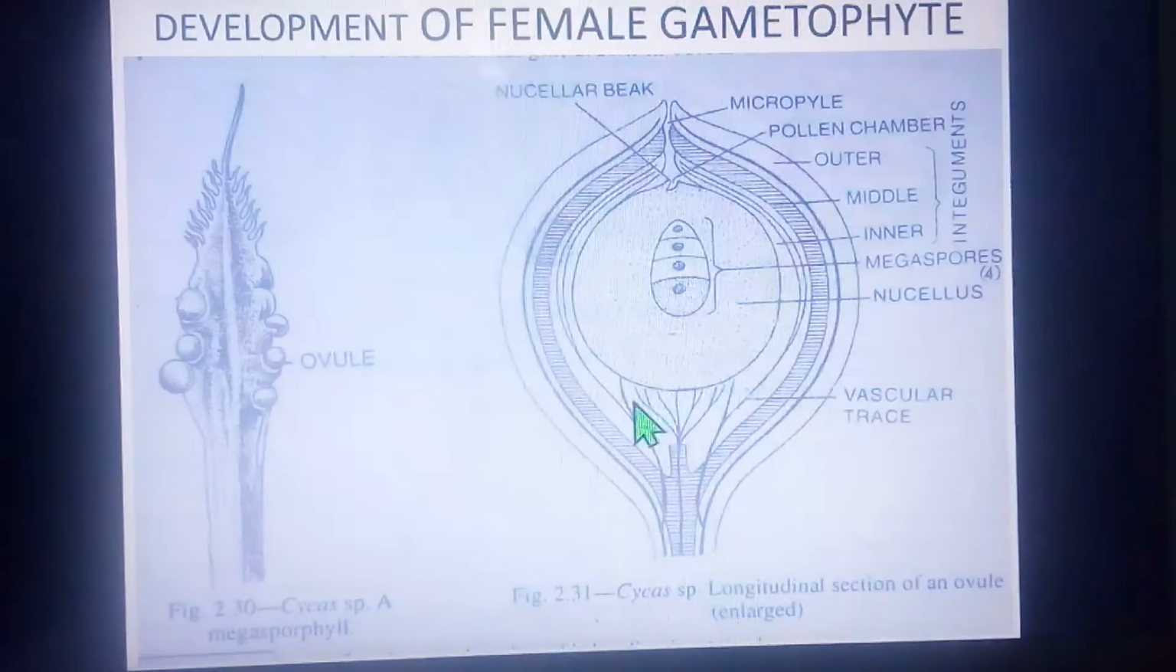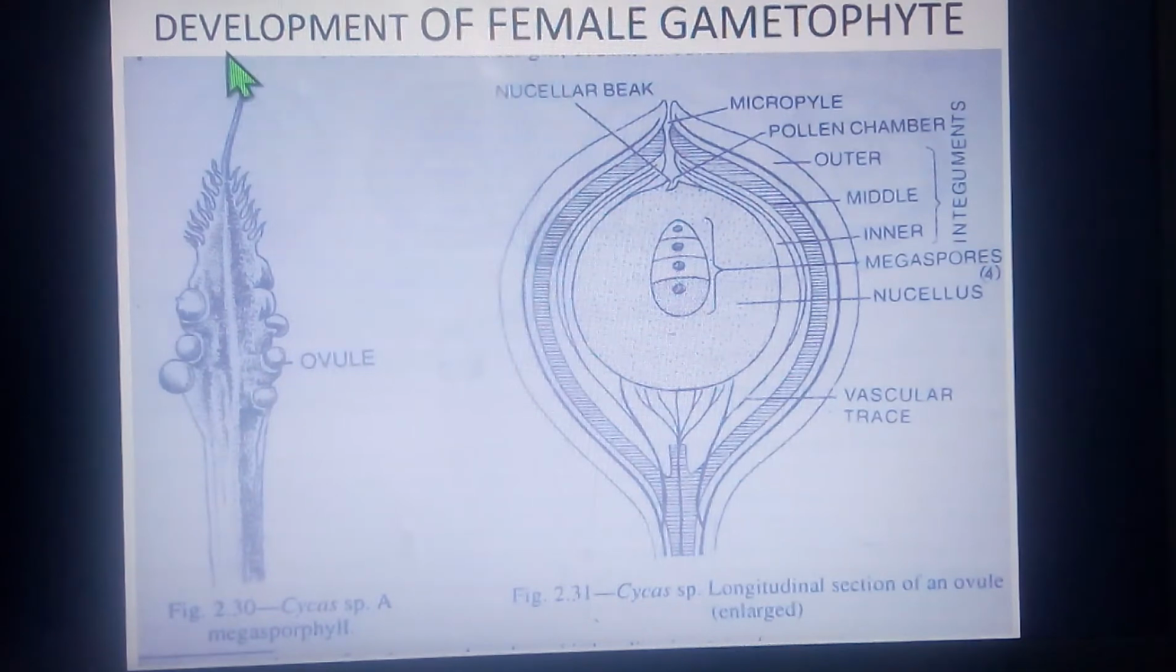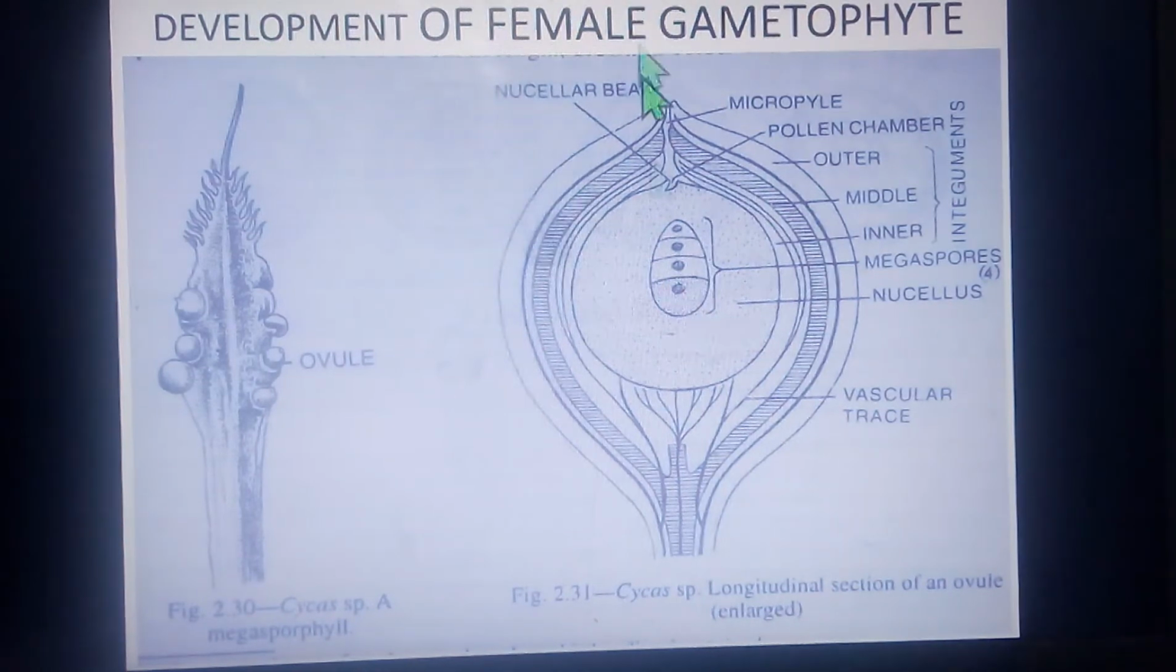So here, in one of my videos I had already discussed the development of the megasporophyll, the structure of the megasporophyll, and the development of the megasporangium, that is the ovule, and also how the megaspore mother cell will divide by meiosis to give rise to a linear tetrad of 4 megaspores. Okay, this is a linear tetrad of 4 megaspores. So the structure of the ovule I had already discussed in one of my videos.